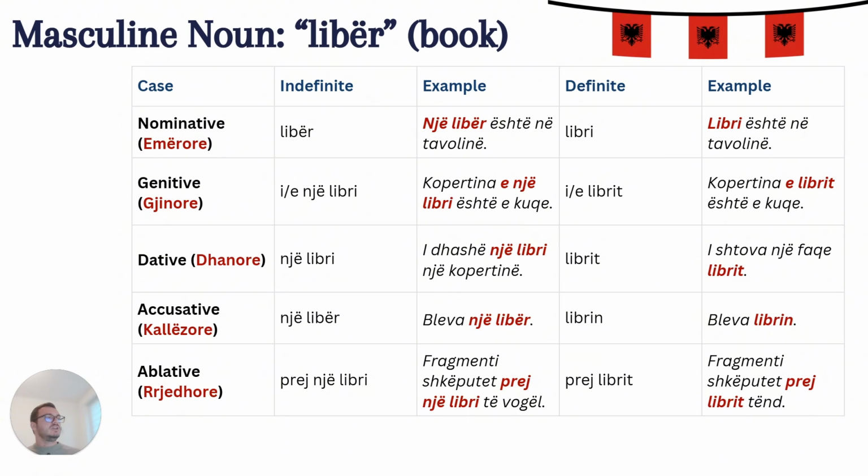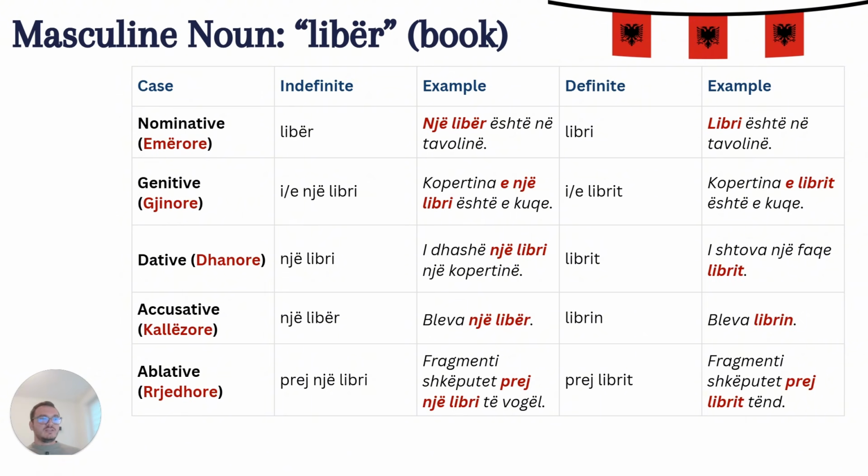Për shembull, I dhash një libri, një kopertinë. It's not the best sentence, but just to keep the example with the word liber. I gave to a book a cover. I gave a cover to a book. In the definite, we have librit. I shtova një faqe librit. I added a page to the book.